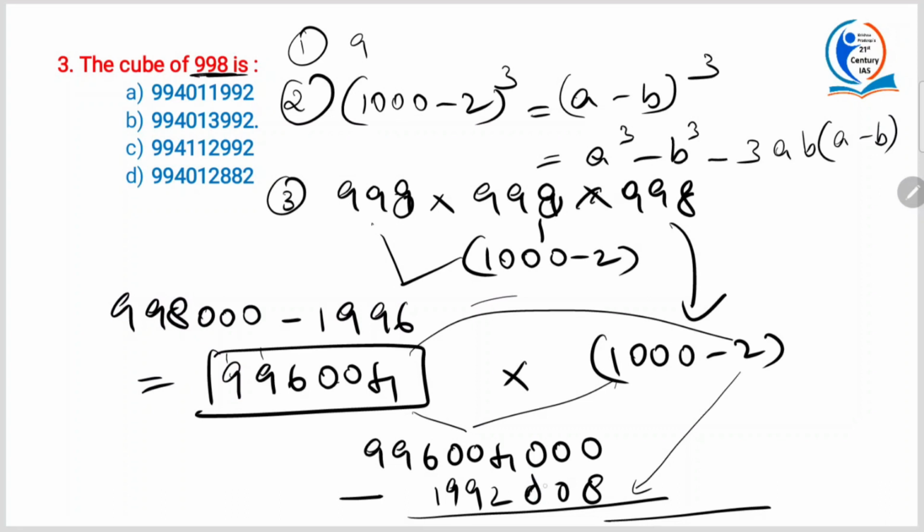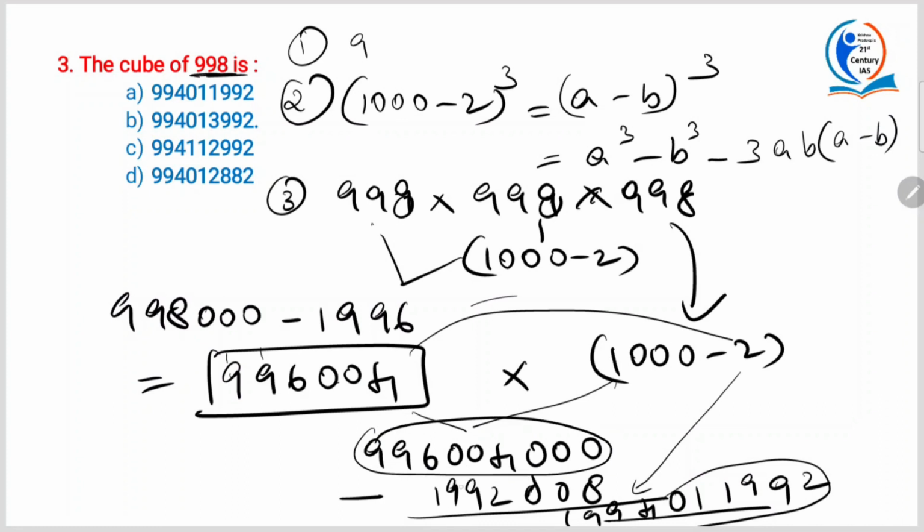So what is the difference? It is 2 9 9 1 1 0 4 9 9 1. So this is the answer. You getting my point? The difference of this number and this number is this much. So option A is the correct answer. This is the third method.